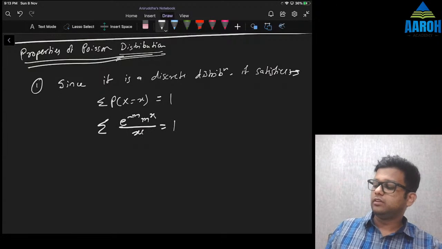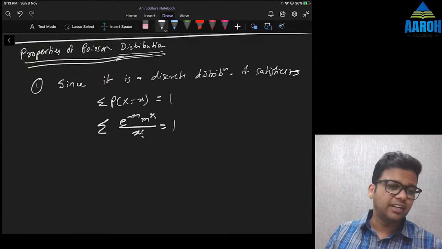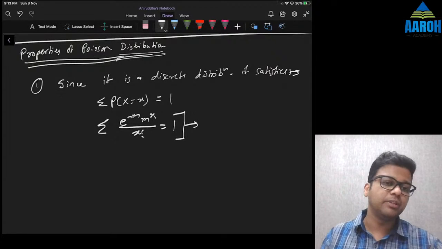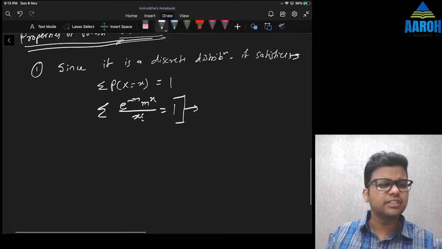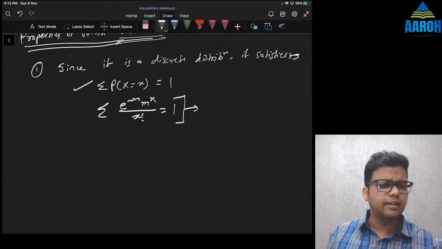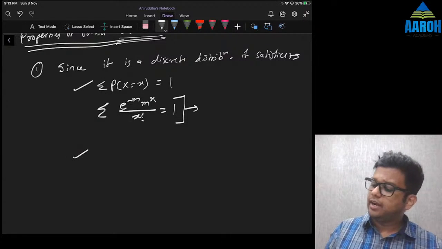Now we cannot prove it right now. Yesterday I told you about binomial that we can prove it, but on the basis of our syllabus we cannot prove this because we have to use something called a Taylor series expansion for this. So that is not in our syllabus. But it's okay. For now just understand that this satisfies the condition.